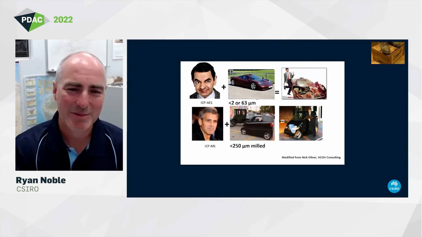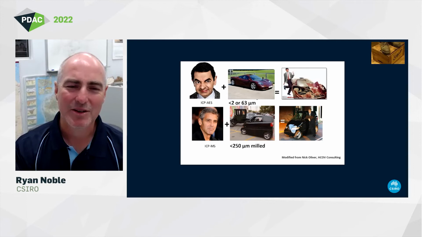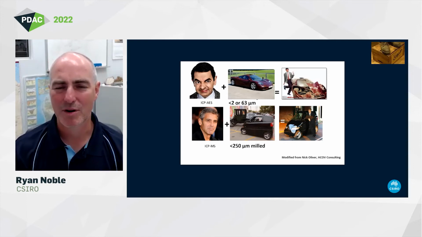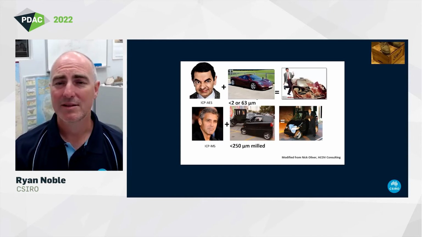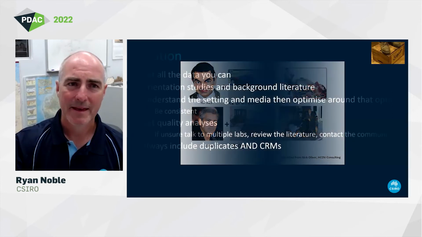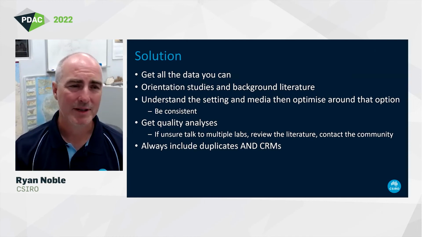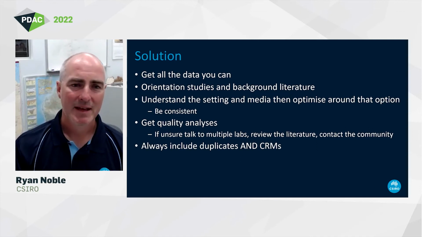And the bottom case, where you've got George with potentially the mini, is where you've got the best instrumentation, but maybe you haven't considered the best sample media approach in this case. And I would argue that that's what we've done a lot in traditional regional geochemistry over the years. And I think you can do a lot better by getting more of the data. I've already talked about orientation studies in the literature, understanding the setting, and being really consistent. I think those messages come up again and again.